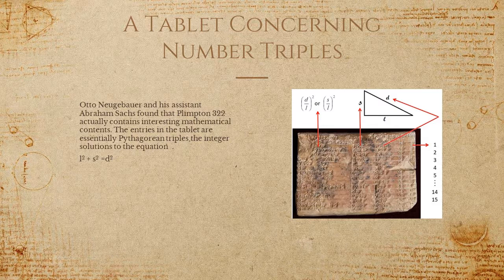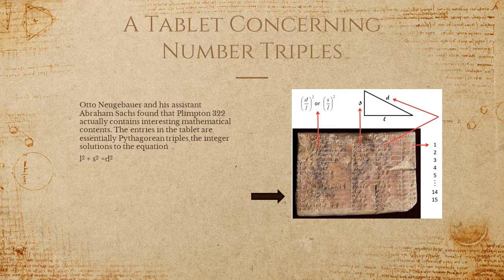These are integer solutions to the equation L squared plus S squared equals D squared. The third column of the table shows the hypotenuse of a right triangle, or diagonal D. The second column shows S, the short side of a rectangle. The long side L of the rectangle is not shown.